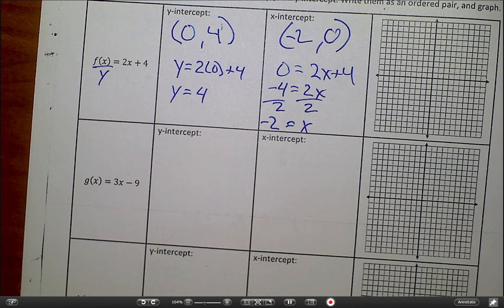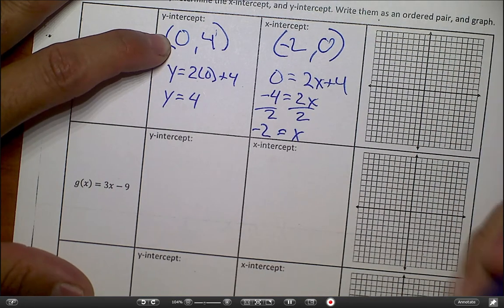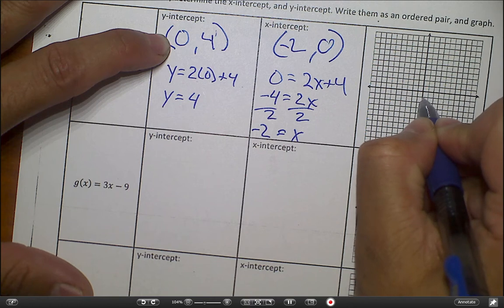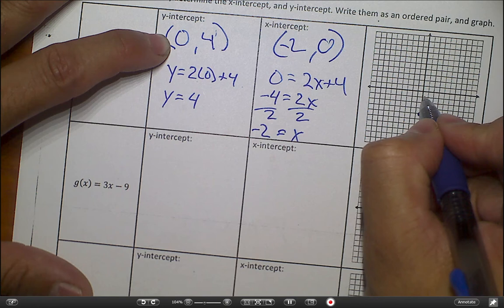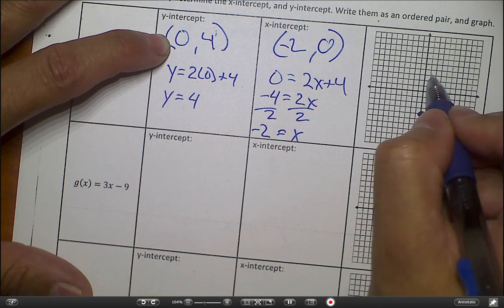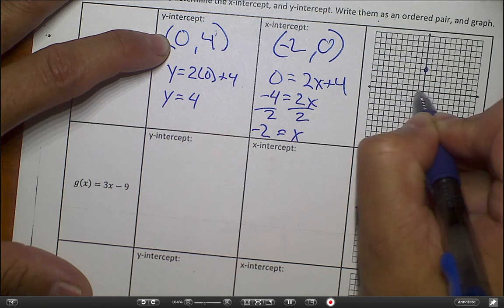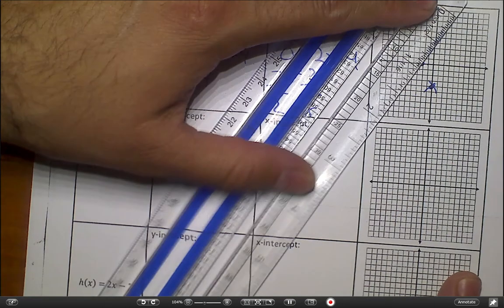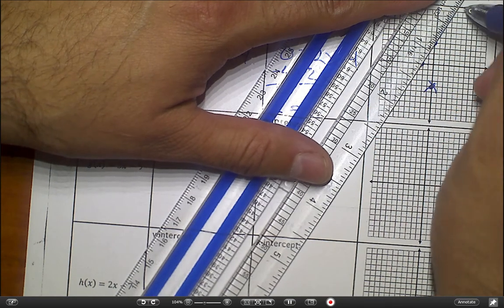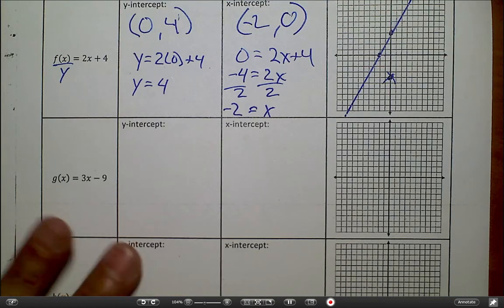All right, let's see. 0, 4 on my graph. 1, 2, 3, 4 right there. And negative 2, 0. Oh, wait. What did I do? Negative. 1, 2, 3, 4. There we go. All right, so as long as you don't make a mistake like I just did, make sure you put it in the right spot. There we go. All right, and there is my graph.